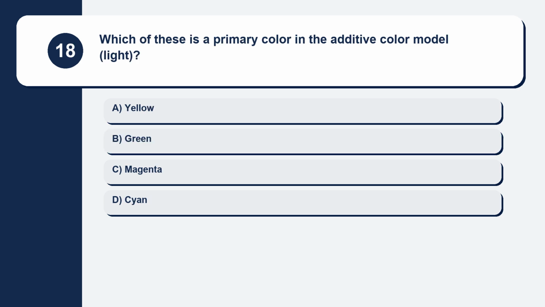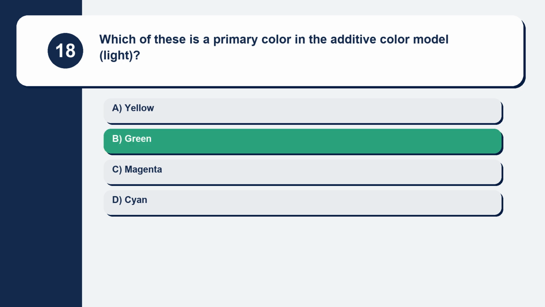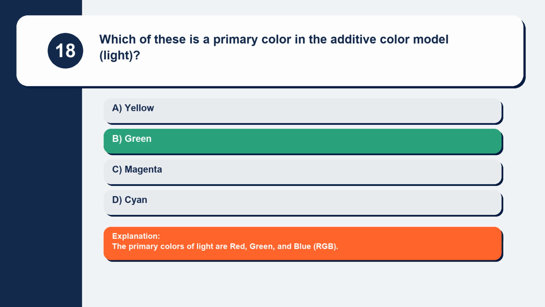Question 18. Which of these is a primary color in the additive color model of light? Yellow, green, magenta, cyan. The primary colors of light are red, green, and blue, RGB.